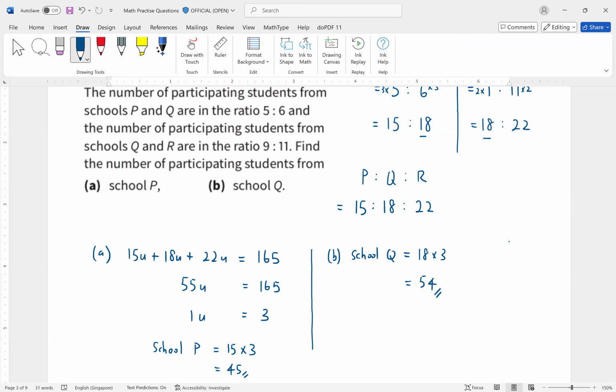So, how to combine two sets of ratios with a common term into a ratio of three terms, and then use it to solve the question. Definitely you should try more questions from your textbook or the tutorial book about ratio of three quantities, so that you become more familiar with it.